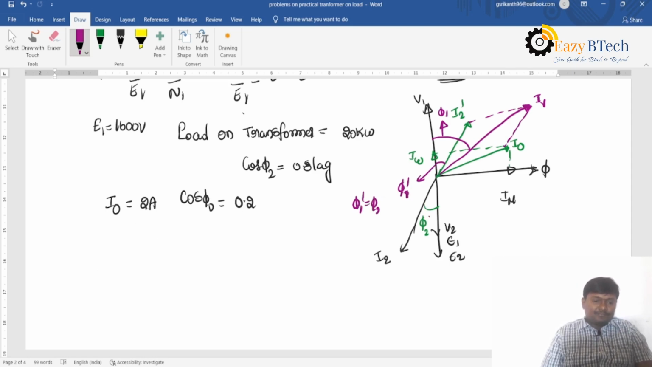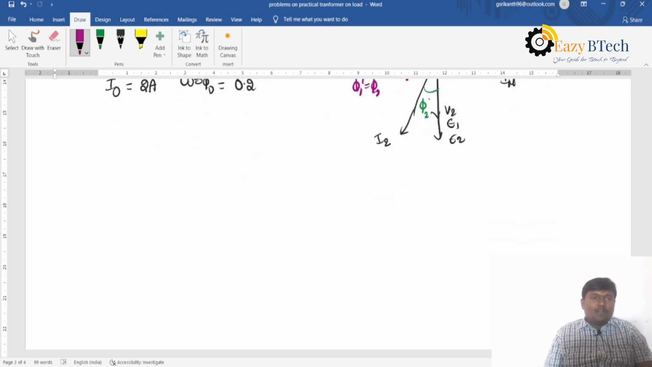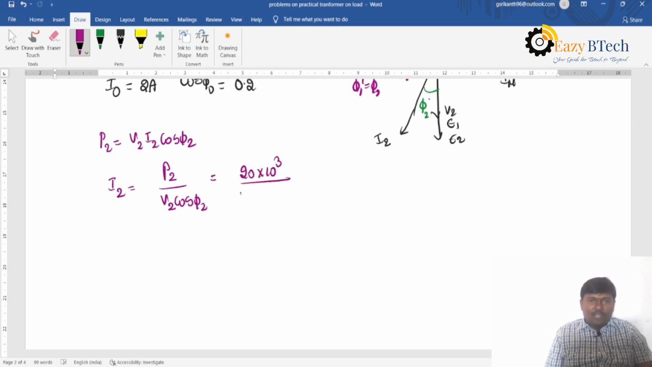See the load. So power P2 is equal to V2 I2 cos phi 2, where I2 is equal to P2 divided by V2 cos phi 2. 20 into 10 to the power of 3 divided by, what is the V2 value? 12,800 into 0.8 is the power factor of the load. It is a lagging. So finally I got it as 1.95 amperes.